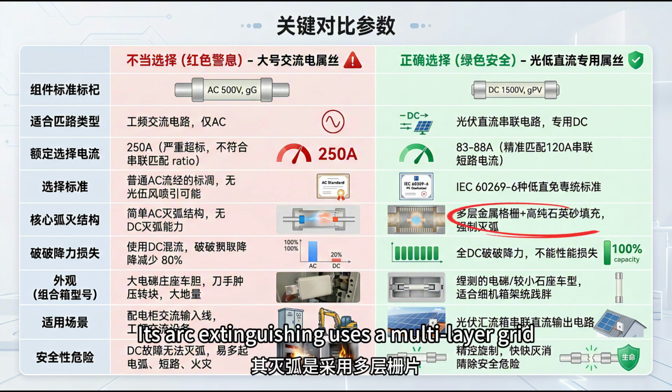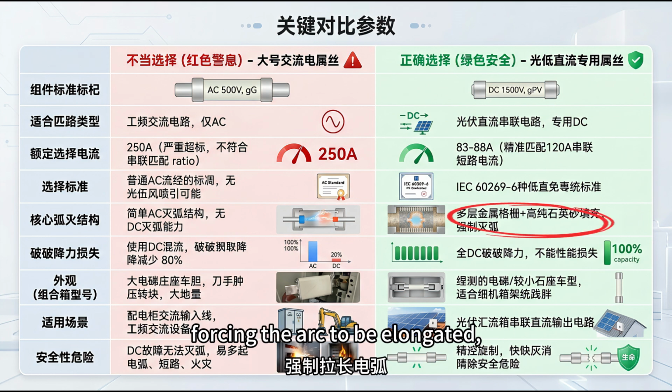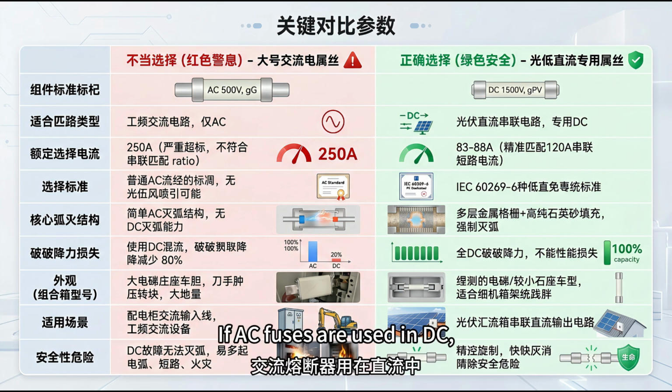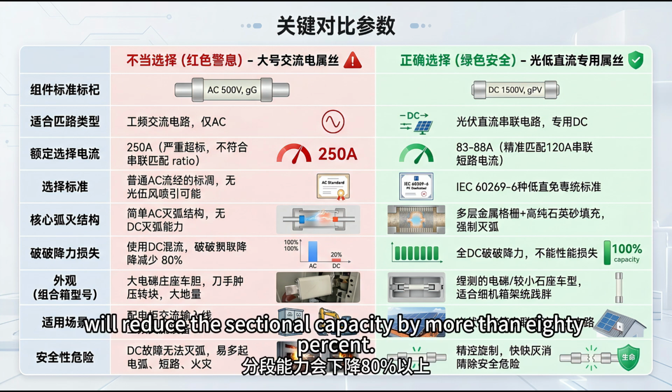Second, DC circuits must use DC-specific fuses. Their arc extinguishing uses a multi-layer grid, forcing the arc to be elongated, and is filled with quartz sand to absorb arc energy to cut off the DC arc. If AC fuses are used in DC, the breaking capacity will be reduced by more than 80%.